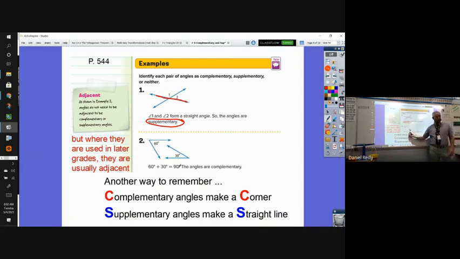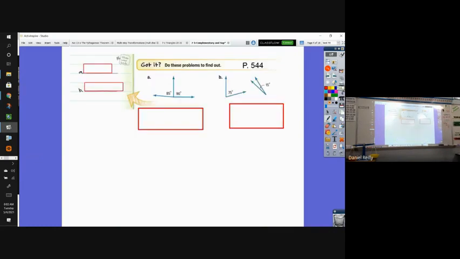Or sometimes you're given the measurements of the angles, and they don't have to be adjacent. 30 degrees and 60 degrees, those add together to make 90 degrees, which means that these two angles are complementary. Okay? They're usually adjacent in the pictures that you see, but they don't have to be, right? As long as you can add up the two angles and they add up to 90, they're complementary. If they add up to 180, they're supplementary. Got it? All right, so you should be able to answer these two questions.